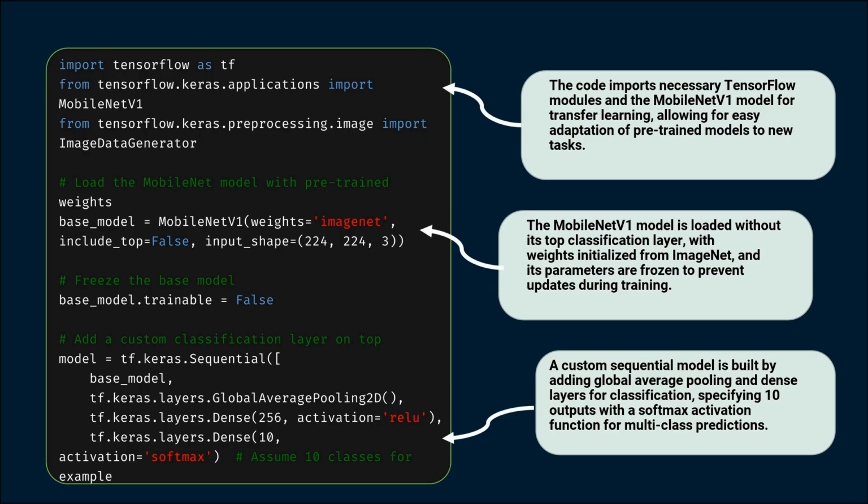This is essential as it ensures that the established feature extraction capabilities of Mobilenet are retained while we train the newly added layers. Following this, we construct a sequential model that includes the base Mobilenet followed by a global average pooling layer, a dense layer with 256 neurons activated by ReLU, and finally, an output layer with 10 neurons activated by softmax, which corresponds to our classification task. This setup allows us to leverage the pre-trained features while adapting to our specific dataset for improved performance in image recognition tasks.